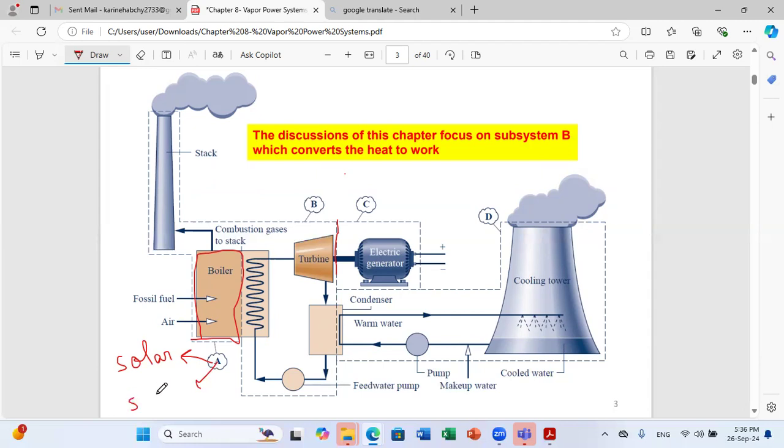From here we have variable possibilities. As we mentioned before, it can be based on fossil fuel combustion, coal combustion, natural gas combustion, or it can also have a renewable source of energy: geothermal, solar, hydro power, wind, etc. So the idea is we need a source to provide heat. Whatever source can be used to provide heat can be used.